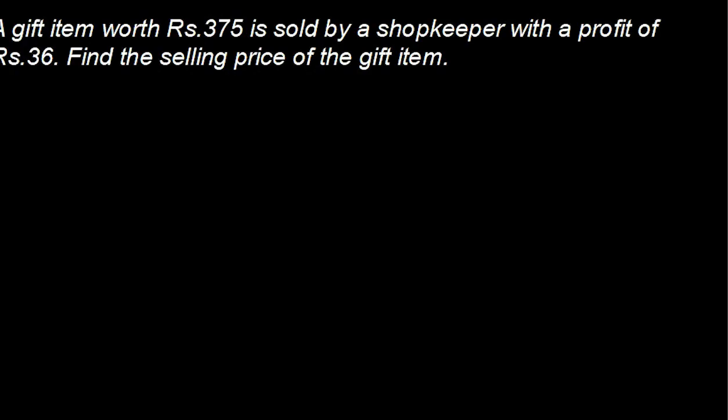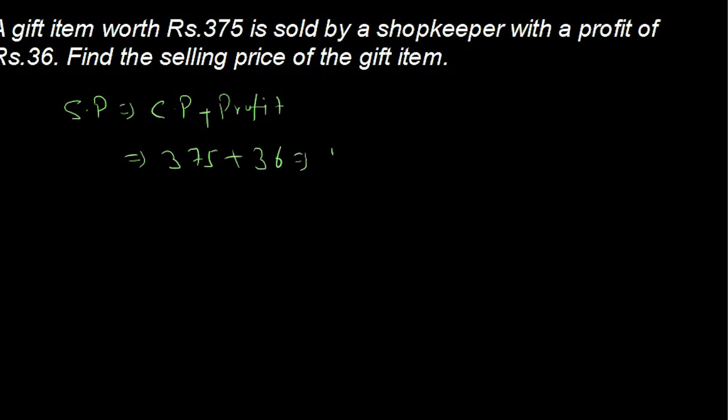A gift item worth rupees 375 is sold by a shopkeeper with a profit of rupees 36. Find the selling price of the gift item. So what is given to you is that selling price is going to be cost price plus profit. Each and everything is given to you. 375 is the cost price, profit is 36, so your selling price is going to be what? 411 rupees. Okay, next, come to the next problem.